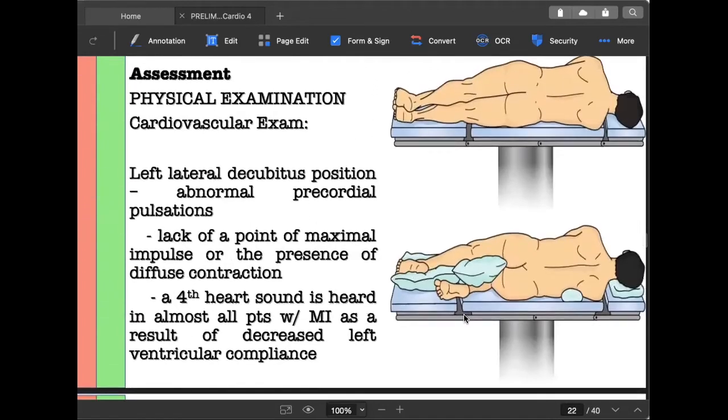Okay, physical assessment with this one is we have your cardiovascular examination. So this one is left lateral decubitus position, abnormal precordial pulsation, and lack of point of maximal impulse in the presence of diffuse contraction. Now, a fourth heart sound is heard in almost all patients with MI as a result of decreased left ventricular compliance. Okay.